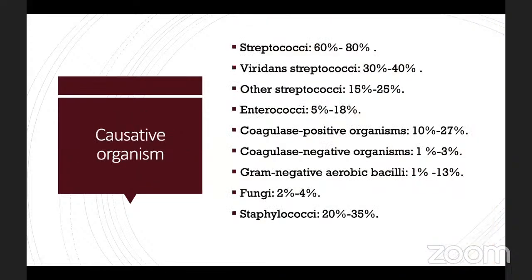So what are the causative organisms? Streptococci account for 60 to 80%, with viridans streptococci 30 to 40%, other streptococci 15 to 25%, enterococci 5 to 18%, coagulase positive organisms 10 to 27%, coagulase negative organisms 1 to 3%, gram-negative aerobic bacilli 1 to 13%, fungal infection 2 to 4%, and staphylococci 20 to 35%.